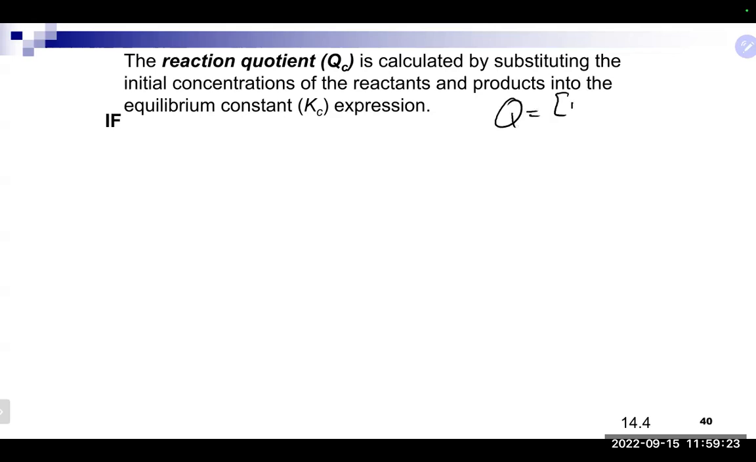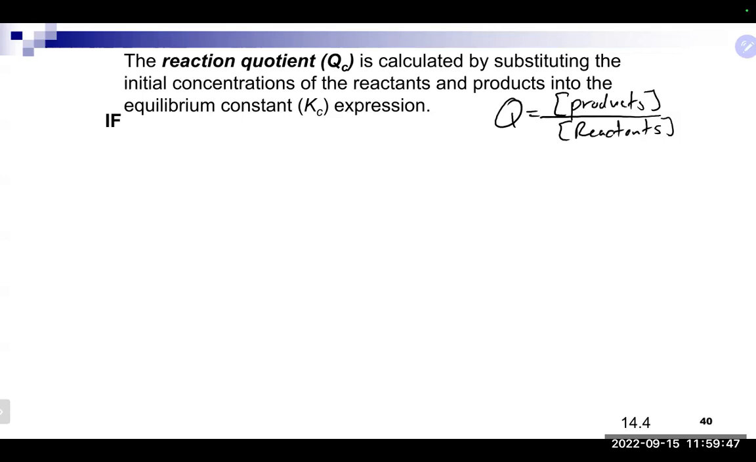And again, you would take your products divided by your reactants. Just like you would calculate K, you would also take the coefficients as the exponents. So everything is identical. It's the identical calculation. It's the identical expression. So you may be wondering, why would we use Q? So we use Q in a couple of situations.